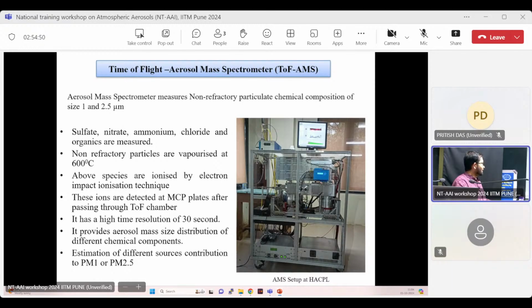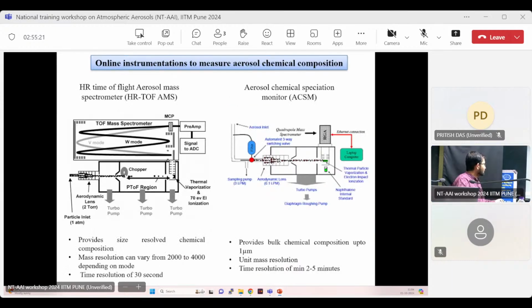This instrument has a high time resolution of 30 seconds, and it provides the total aerosol mass of sulfate, nitrate, ammonium, chloride, and organics, as well as their mass size distribution. The main difference between AMS and ACSM is that for AMS you get both total mass and mass size distribution, while for ACSM you get only the bulk mass contribution or bulk chemical composition.